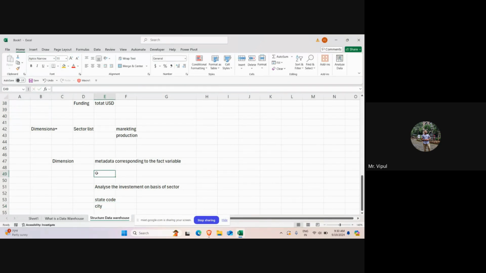So there can be n number of examples for dimension, as we have discussed. We can have company name, we can have their sector, we can have country code, state code, region, we can have city, right? This summarizes your dimension variable.